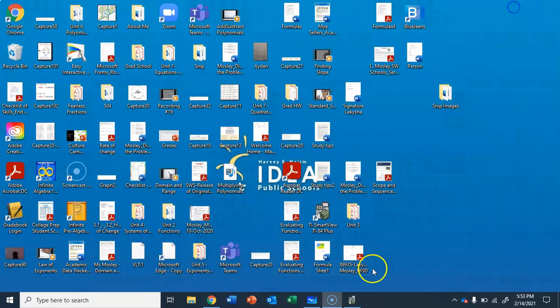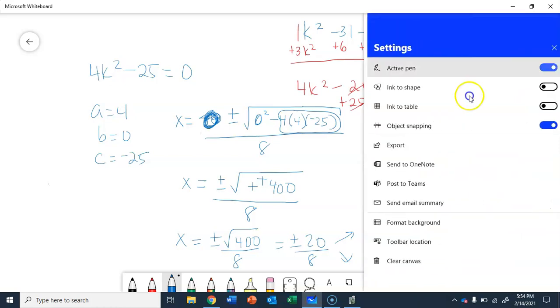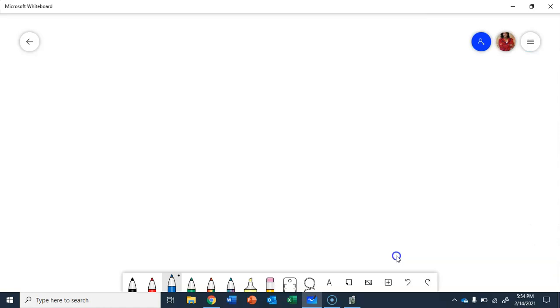So there's the same answer of what we got when we took the square root, guys. We have those same solutions of 2.5, comma 0, negative 2.5, comma 0. Perfect. All right, so I hope that you understand quadratic formula a lot better now. Do well on the day of the test.